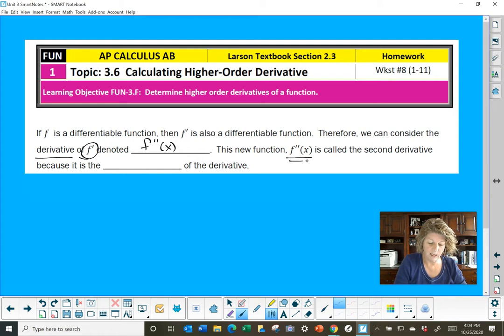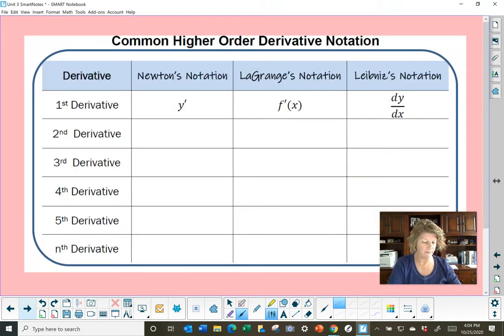This new function, f double prime, is called the second derivative because it is the derivative of the derivative. So it's a rate of change of the rate of change, if you want to think of it in slopes. There's some notation that comes along with this. And so we've got Newton's notation, y prime, y double prime for second derivative, y triple prime for third derivative. Oh yeah, we can just keep taking derivatives. And then it starts getting a little messy doing all those tick marks.